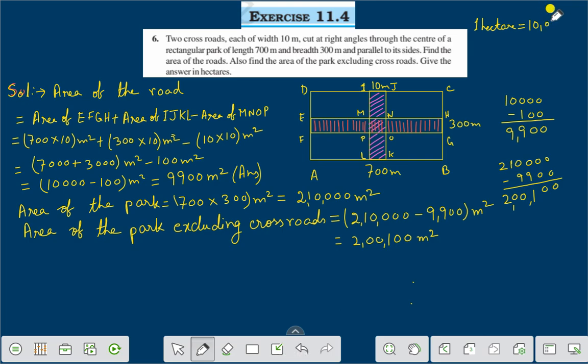Therefore, we can say that 1 meter square is equal to 1 by 10,000 hectare. We have to use this relation, right?